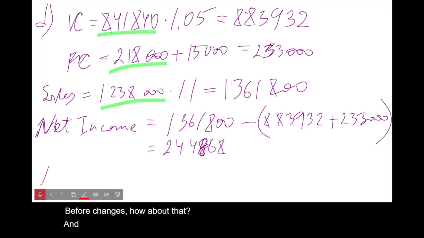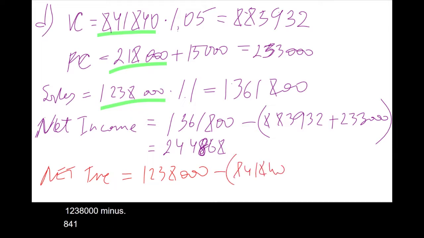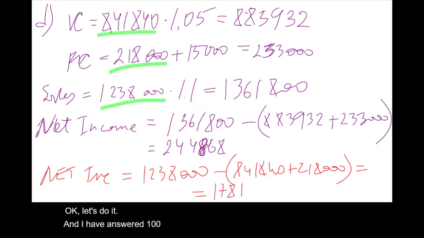And before changes, net income was 1,238,000 minus 841,840 plus 218,000. Okay, let's do it. And I have the answer: $178,160. So did they do good or no?